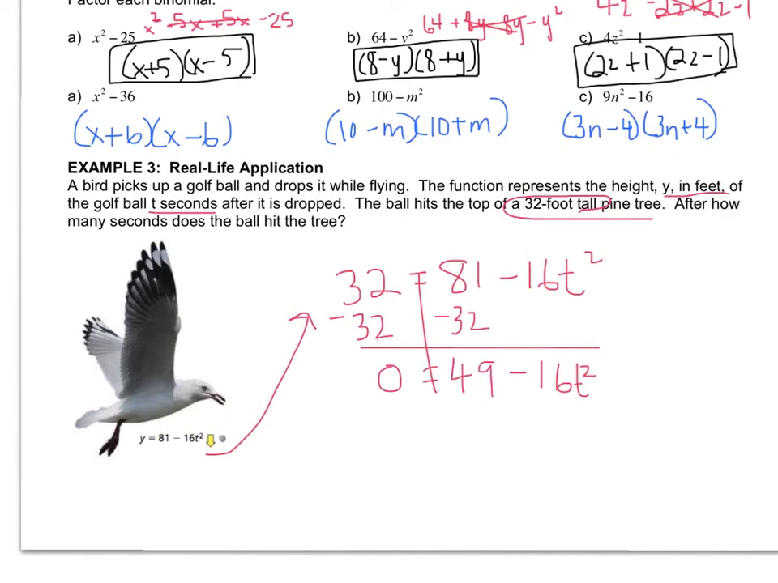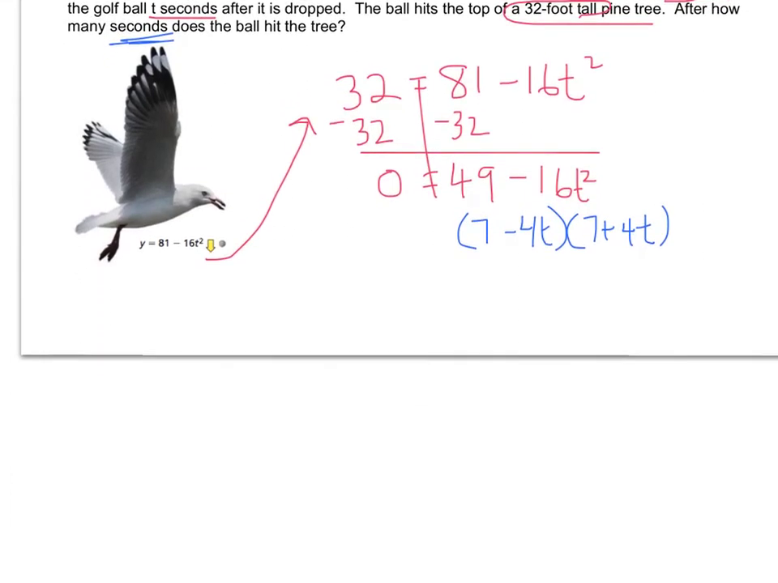And now that I have it equaling 0, then I can factor it. Remember, you can't factor if it's not equal to 0. So that's 7 minus 4t, and this is 7 plus 4t. So they want to know the number of seconds. So there, I'm not finished. I have to actually solve this and use that drop a line technique and say, well, 7 minus 4t could be equal to 0, or 7 plus 4t could be equal to 0.